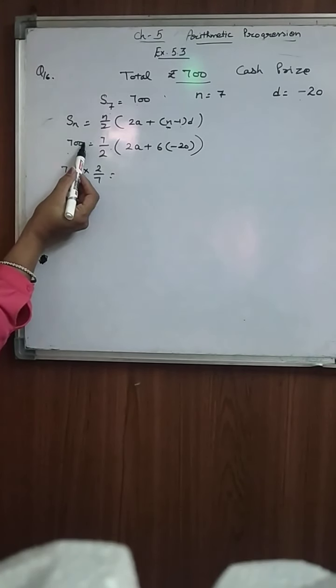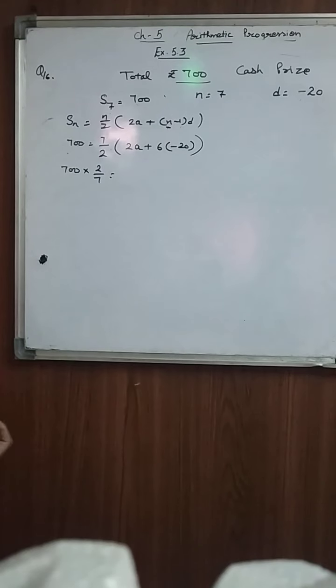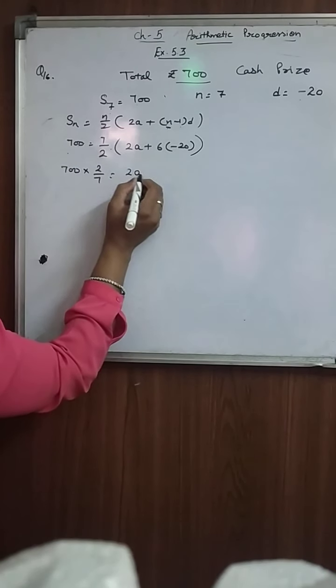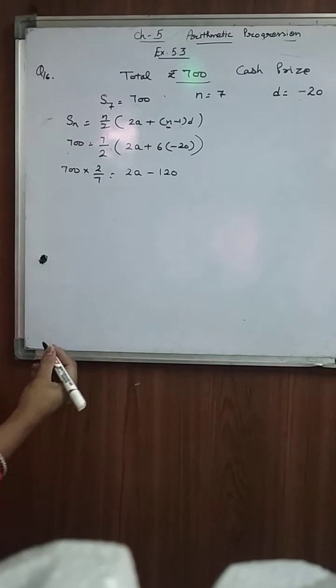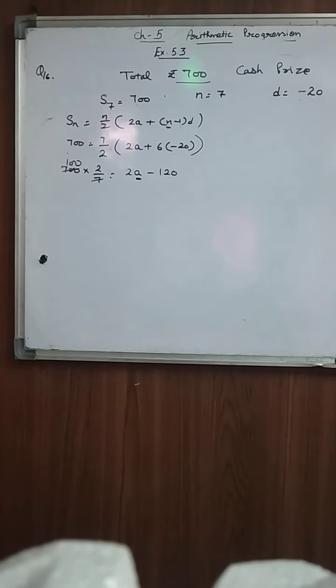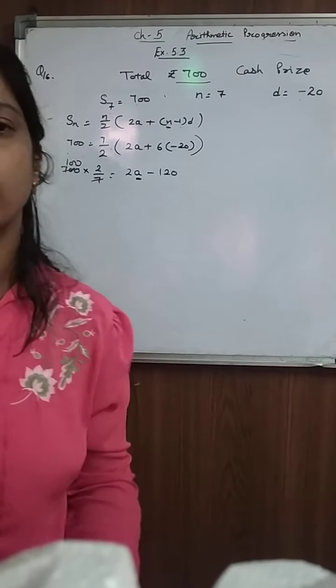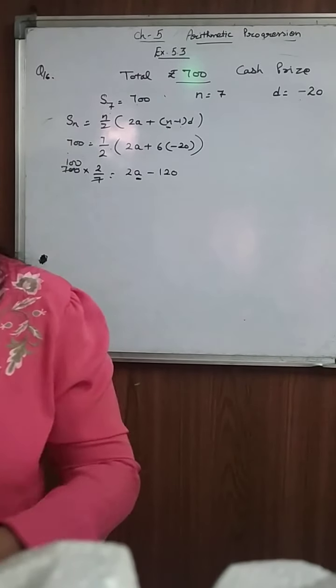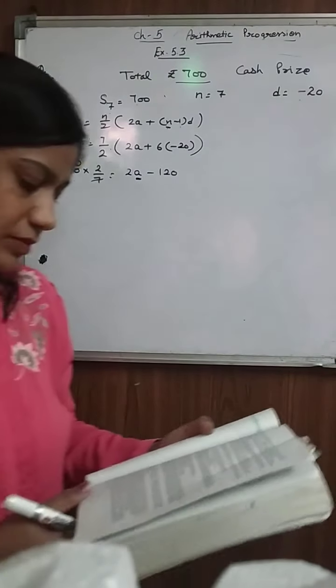If we bring it on this side, 2 will be in the multiplication and 7 will be in the division, is equal to 2a minus 120. When you solve it, you will get the value of a. And if you decrease 20 from each term, you will get the amount for each prize.